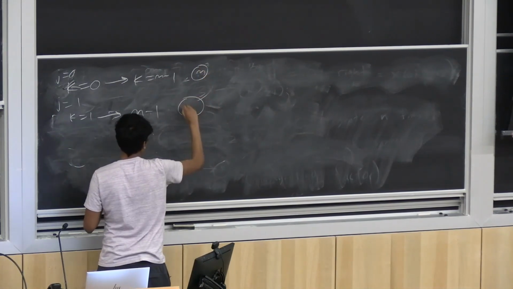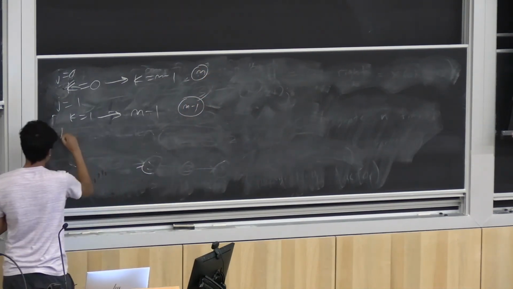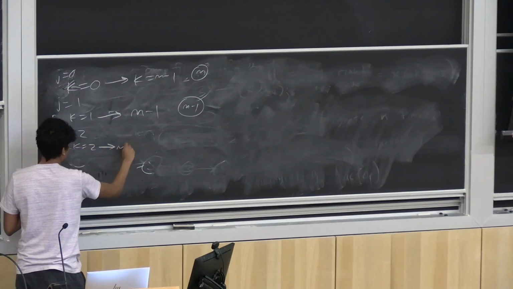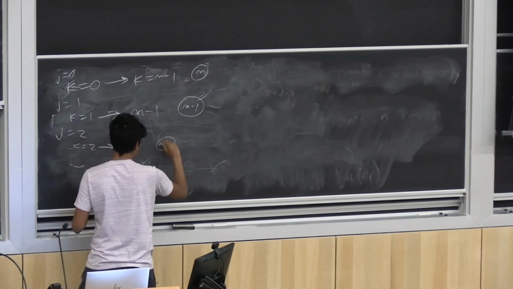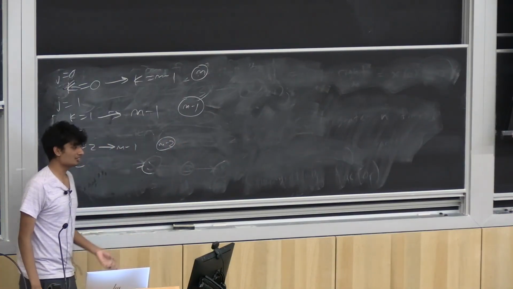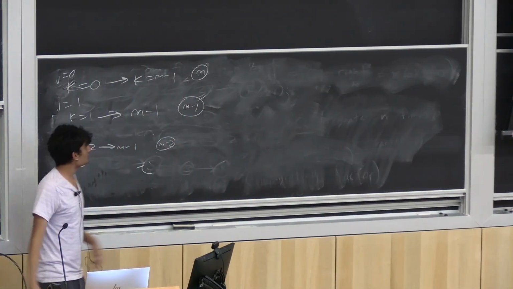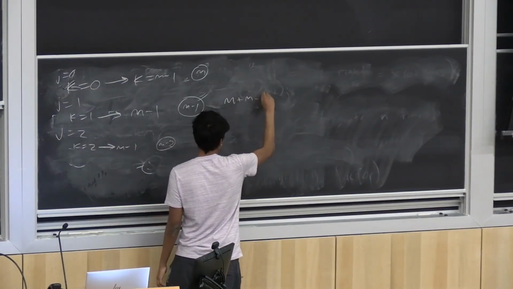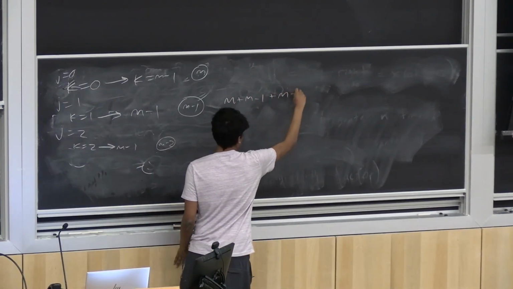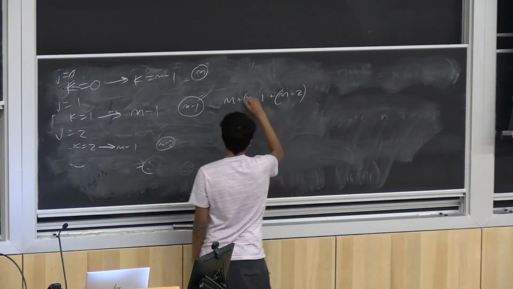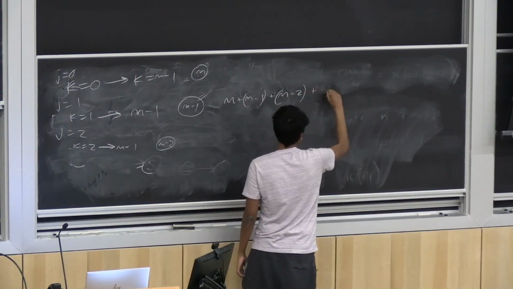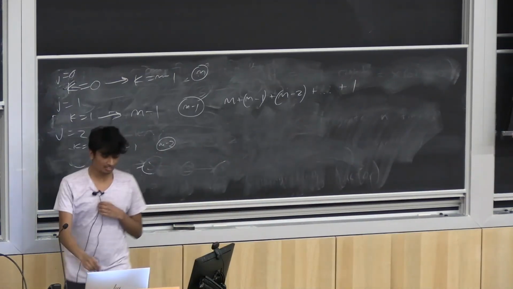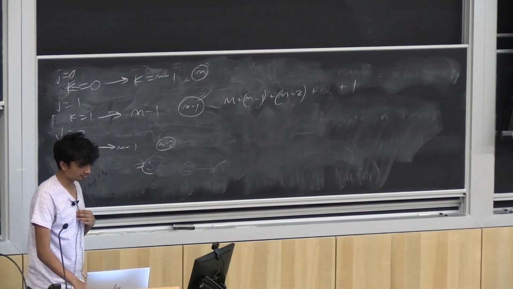This would have m minus 1. And when j is equal to 2, k equals 2 and goes to m minus 1. This will have m minus 2, and it decreases by 1 each time. So in total, we're doing m plus m minus 1 plus m minus 2 plus dot dot dot plus 1 operations within the last 2 loops.